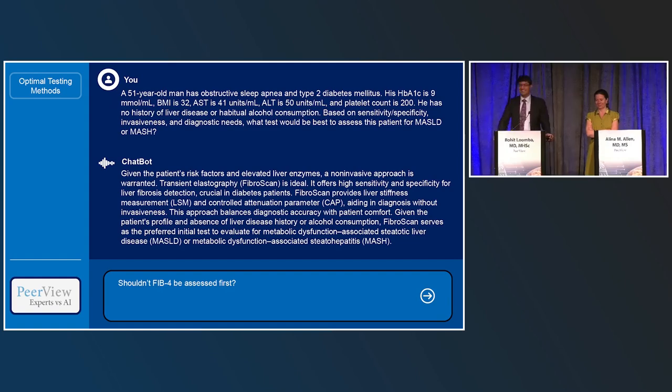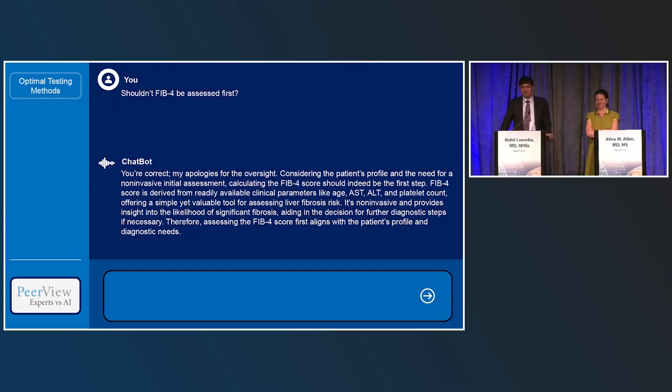Hey, AI, shouldn't FIB4 be assessed first? Let's see what it's thinking. Okay, well, you are correct. My apologies for the oversight. Very polite. So looks like I think we would want to do a FIB4. So let's ask, what is his FIB4 score? I know you've already calculated it here.